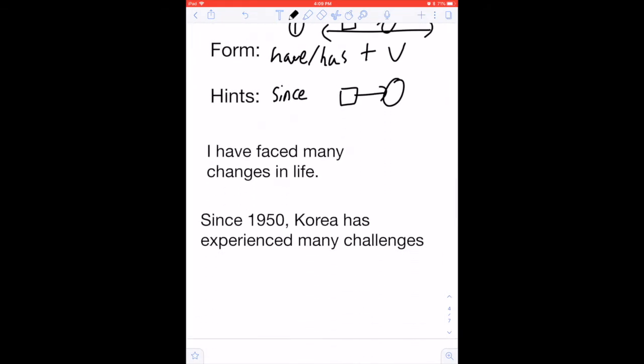So when you say, let's say this, since 1950, Korea has experienced many challenges. What is this trying to say? Okay, looking at the timeline, 1950. So Korea, this is now, the present. So Korea has experienced many challenges. So when did they experience challenges? Well, starting from 1950, it has continued to experience these challenges throughout the years until today. So since 1950, Korea has experienced many challenges, right?